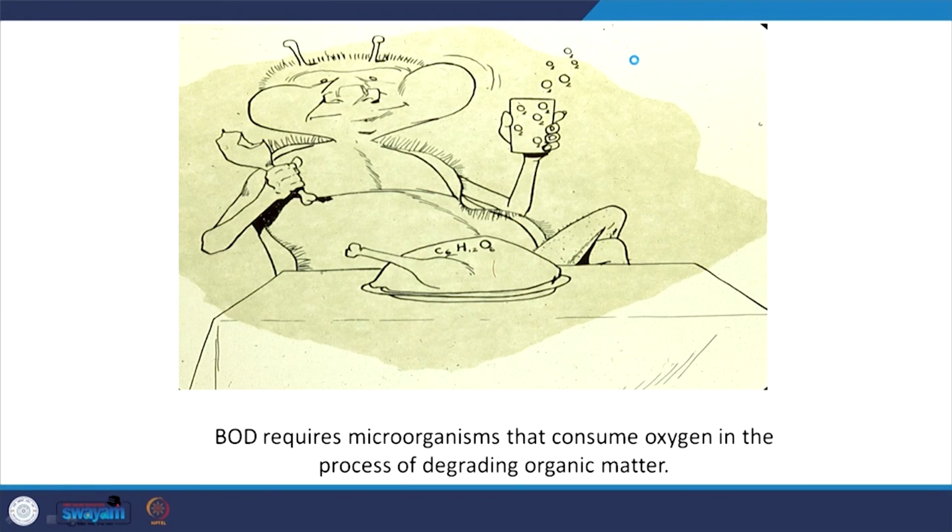Let us look at what we have out here. We have the microorganism and we have the glucose or such, which is the food for the relevant microorganisms. Our waste, let us say in different forms, here we have C6H12O6, is the food for the microorganisms, but what do they need to be able to make use of this food? They need oxygen, right, they need the dissolved oxygen. So, BOD requires microorganisms that consume oxygen in the process of degrading organic matter. Our waste is their food, which is typically called substrate in general.